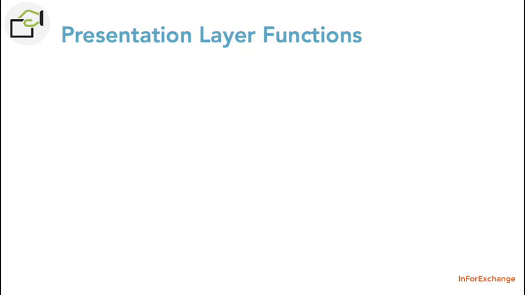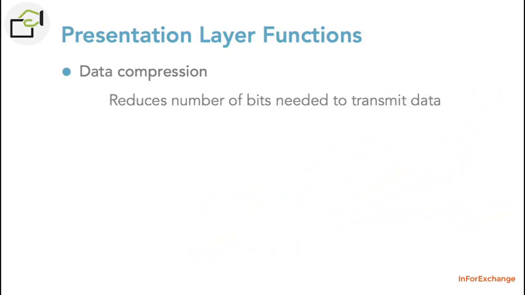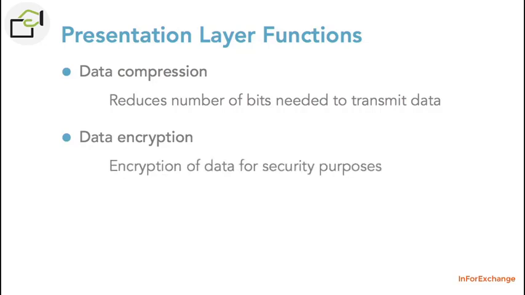Beyond the translation, the presentation layer has a couple of other functions it is responsible for as well. One of these functions is data compression. Data compression is basically taking data and reducing the number of bits needed to transmit the data so that we can transmit more data in the same amount of time across the network. Along with compression, the presentation layer is also responsible for data encryption. Encryption is the process of taking data and running it through an algorithm to create a code that can't be easily read as the data moves across the network. This is done for security purposes and also for privacy purposes, among other things.